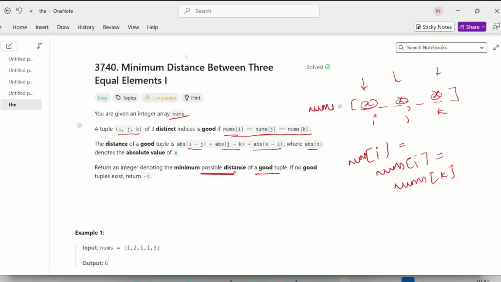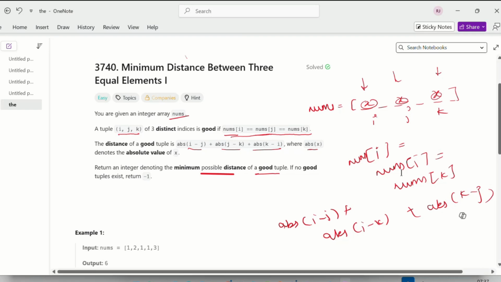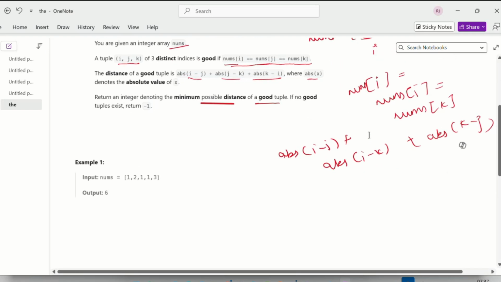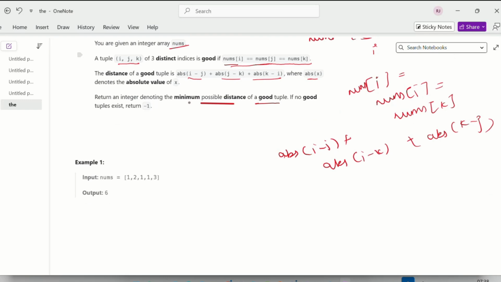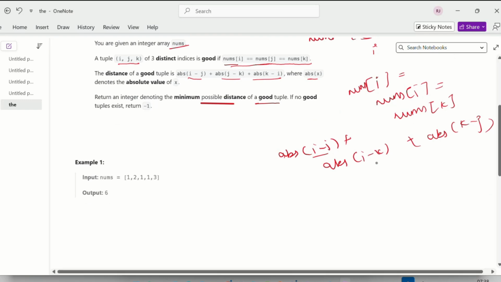And the distance of the good tuple is abs of i minus j plus abs of j minus k plus abs of k minus i. So we need to find i minus j, j minus k, and k minus i. We will see this for the first example.